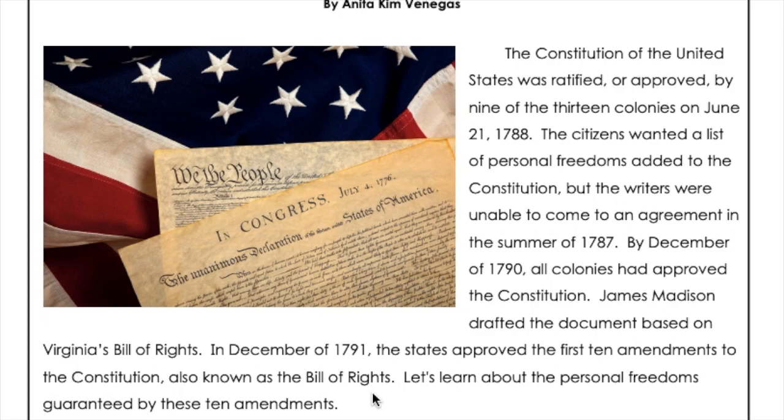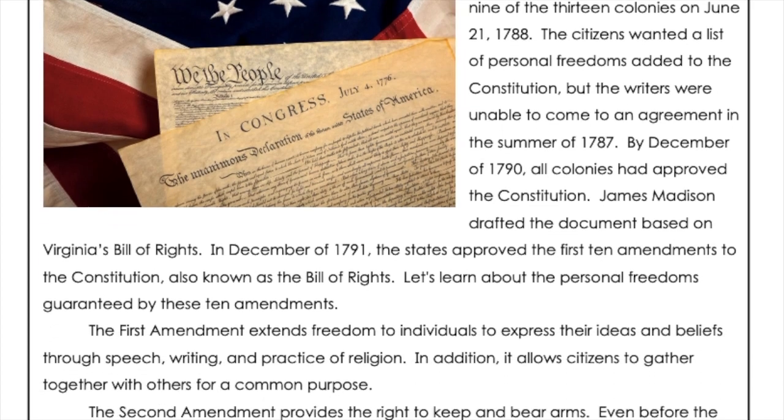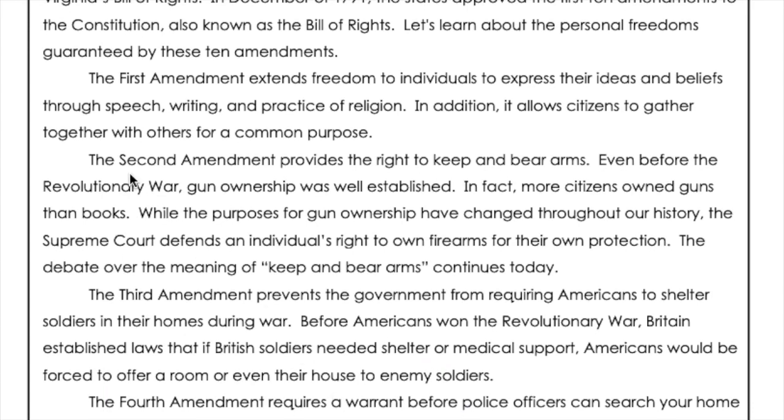The First Amendment extends freedom to individuals to express their ideas and beliefs through speech, writing, and practice of religion. In addition, it allows citizens to gather with others for a common purpose. The Second Amendment provides the right to keep and bear arms. Even before the Revolutionary War, gun ownership was well established. In fact, more citizens owned guns than books.